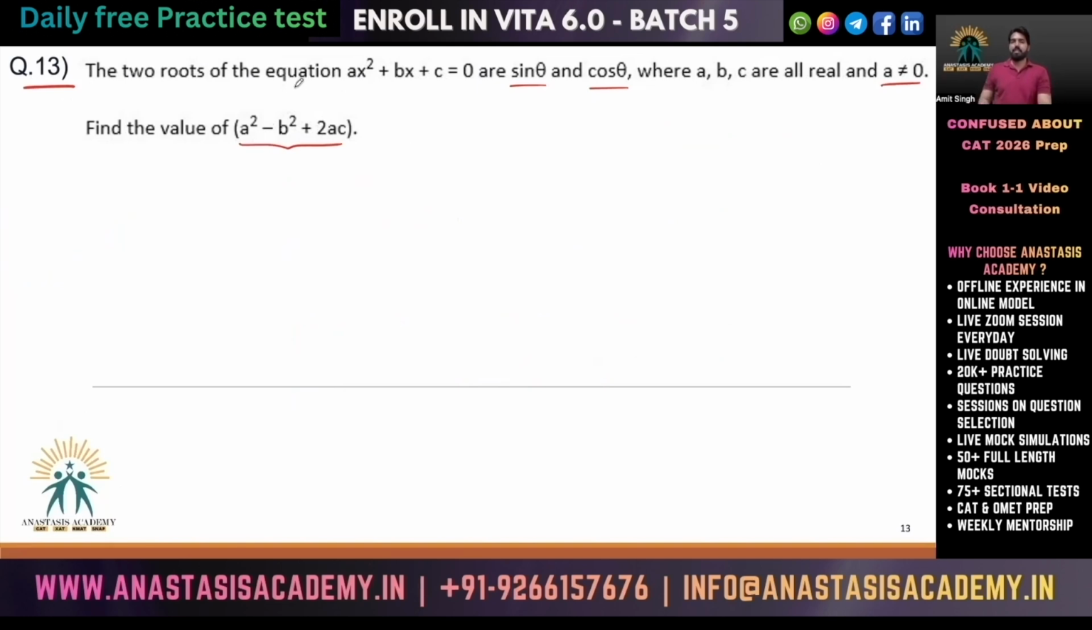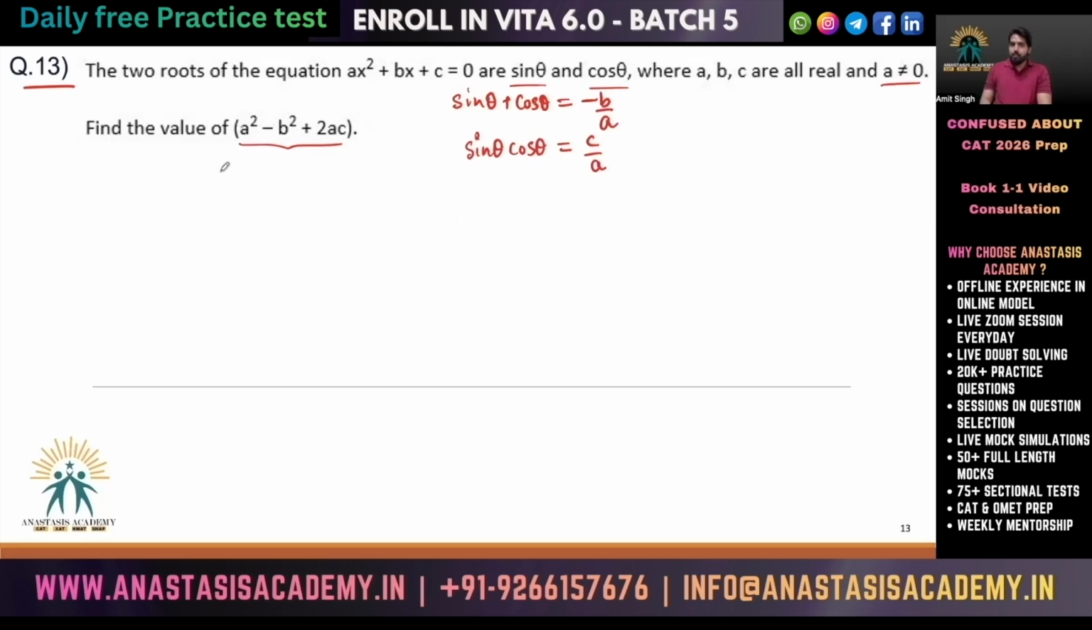These are the coefficients, and the only thing I know in terms of coefficients is the sum of roots and the product of roots. I can write the sum of roots, sine theta plus cos theta, would be minus b by a, and the product of these roots, that is sine theta into cos theta, would be c by a. Right? This is true.